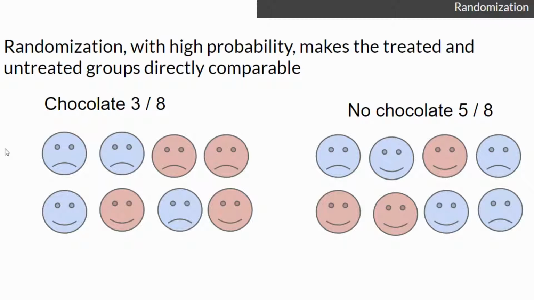Let's return to our example and see what would likely have occurred if we had randomization. Well, it would make, at least with high probability, the treated and untreated groups have roughly equal proportions of people on antihypertensive medications and people not. And in this case, we got the opposite result, 3 out of 8 for chocolate and 5 out of 8 for no chocolate. So as an example, now the effect actually reverses itself when we perform the randomization.